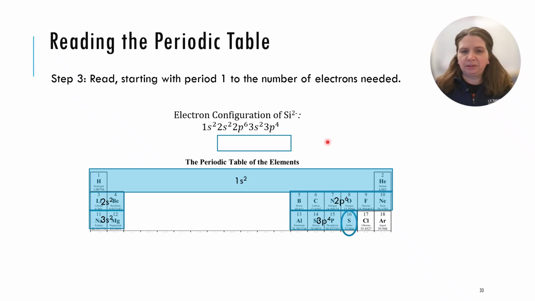We can also get the noble gas abbreviated electron configuration by starting at the previous noble gas, neon, and then reading off what neon doesn't have. 3s2, 3p4.